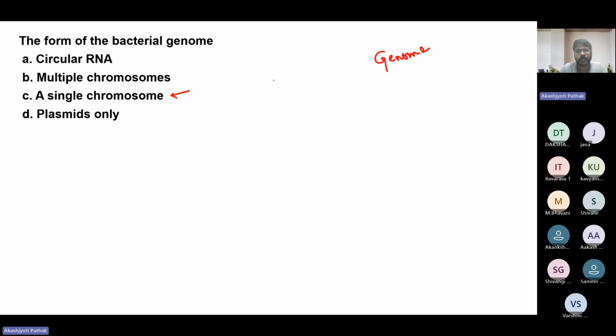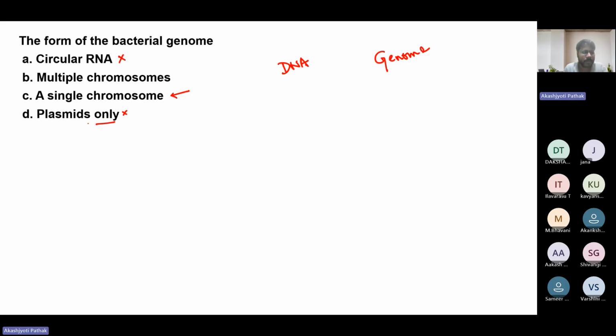The genetic material of bacteria is DNA, so option A is wrong, right? And bacteria do not have multiple chromosomes. Unlike humans or eukaryotes, which have multiple chromosomes, the bacterial genome has a single chromosome. Other than the genome, they have some extra-chromosomal DNA, which are called plasmids. So plasmids only is also wrong, because they can have a plasmid, or they might not, but they will never have only plasmids. Along with the plasmid, they will have their own chromosomal DNA.